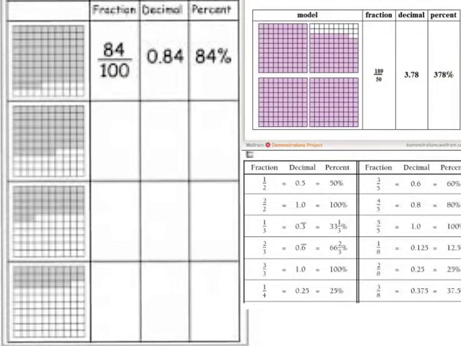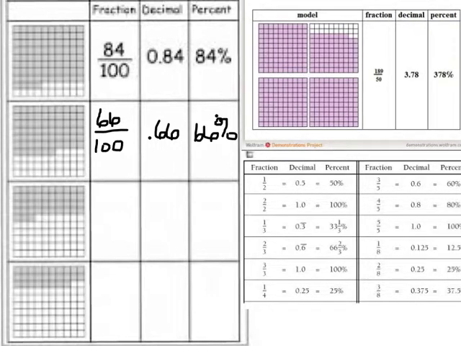Alright, so let's look at this one. Let's see, we've got 10, 20, 30, 31, 32, 33, 34. If 34 are left, that means that 66 out of 100 are shaded. We can write that as 66 hundredths or 66%. And 66 over 100 will reduce because obviously 2 will go into both numbers. So we could reduce it down to 33 over 50. And so this is how we do this.